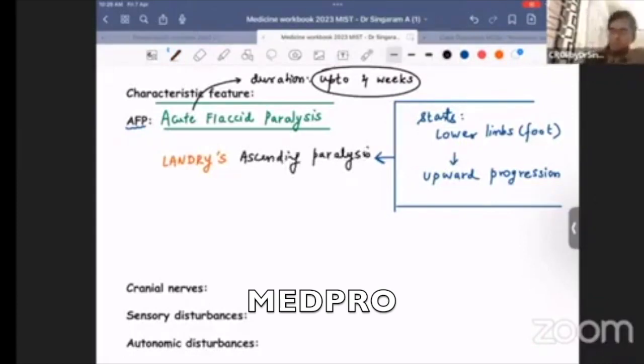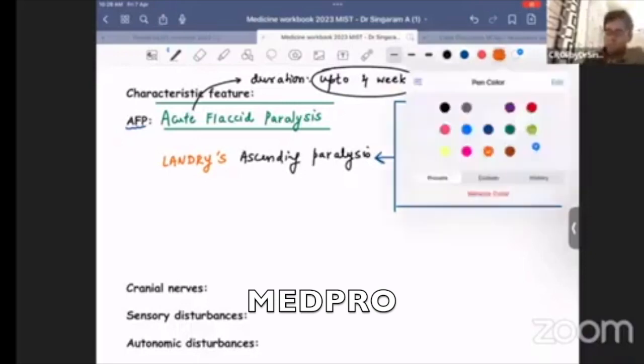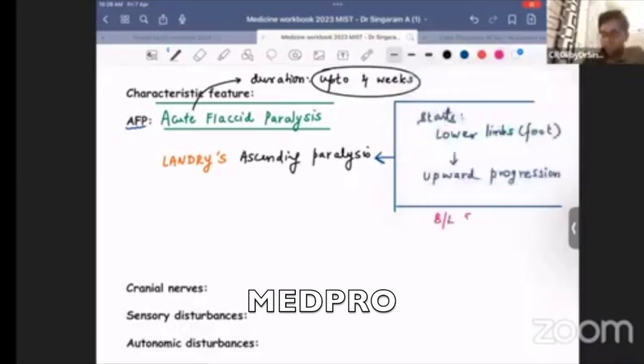One more point I wanted to add is that this condition is usually bilaterally symmetrical. When I say lower limbs are affected, both lower limbs are affected equally. Are you able to follow this? It's a bilateral symmetrical condition.